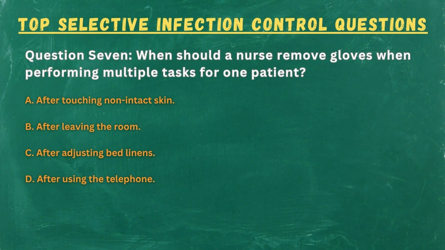Question 7. When should a nurse remove gloves when performing multiple tasks for one patient? A. After touching non-intact skin. B. After leaving the room. C. After adjusting bed linens. D. After using the telephone. Answer. A. After touching non-intact skin.